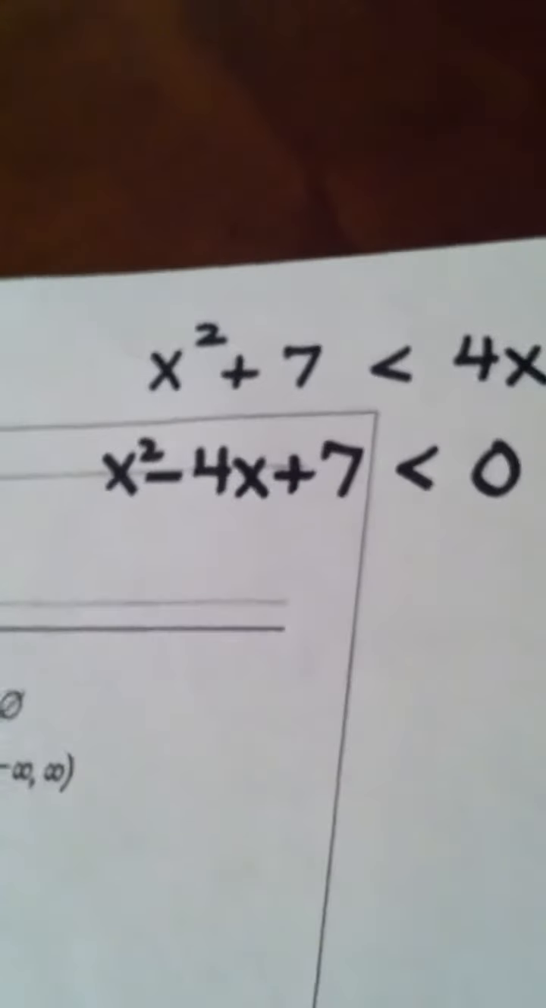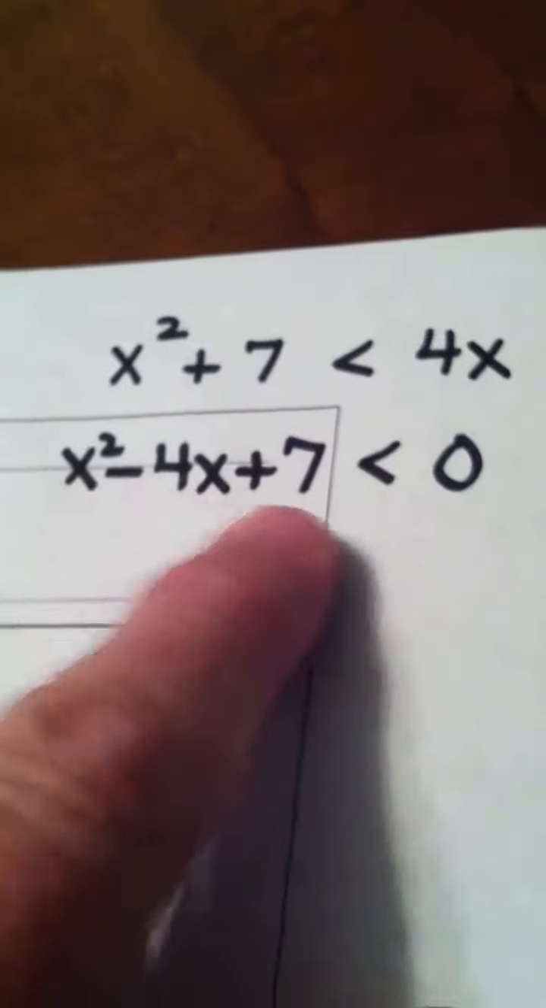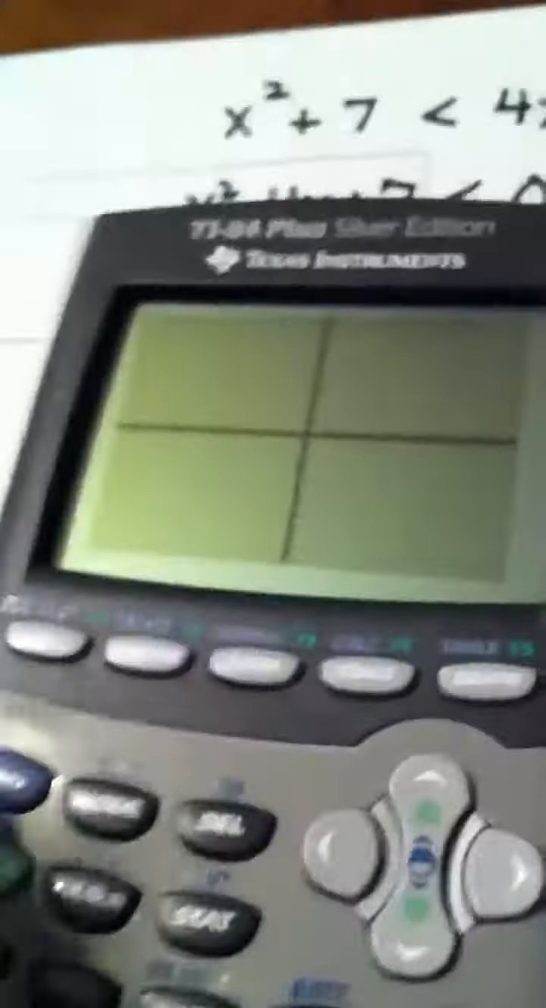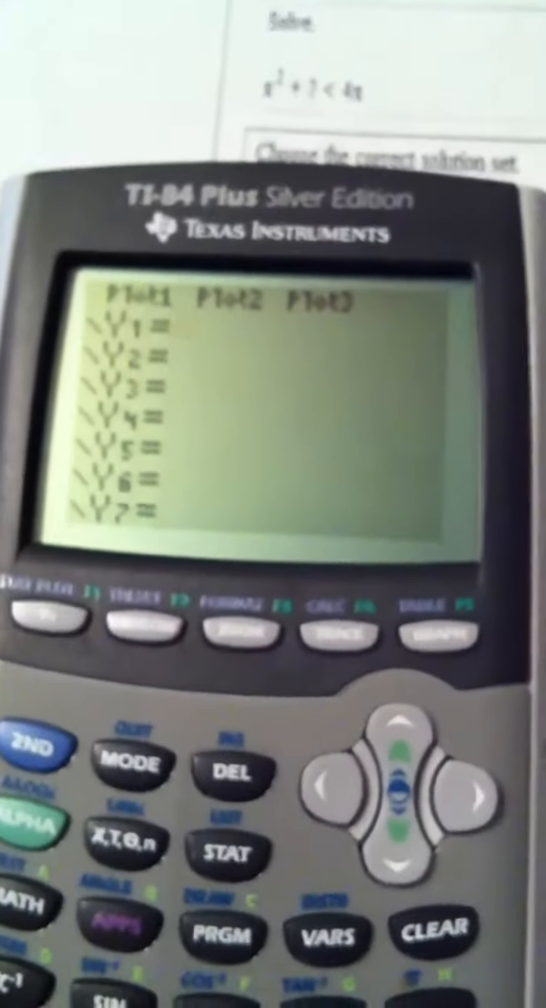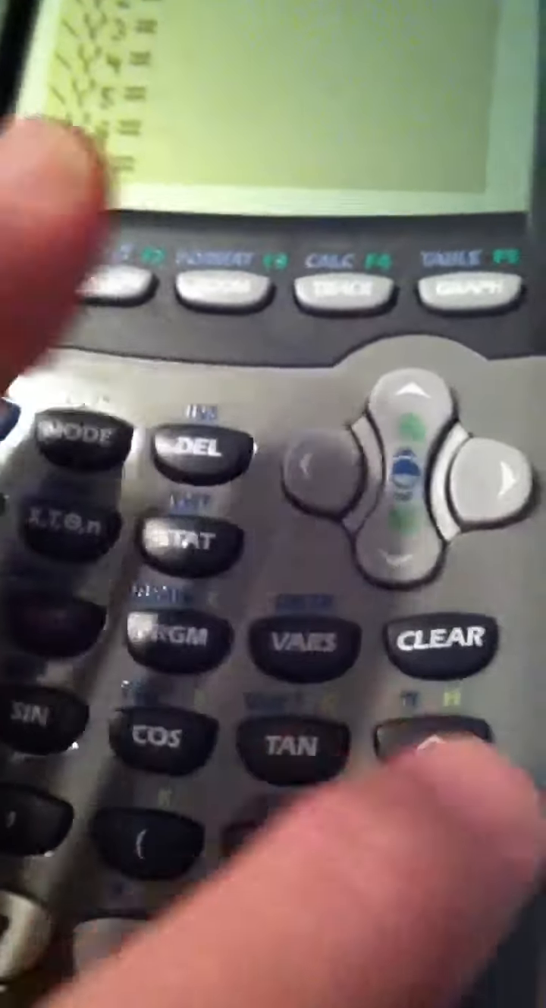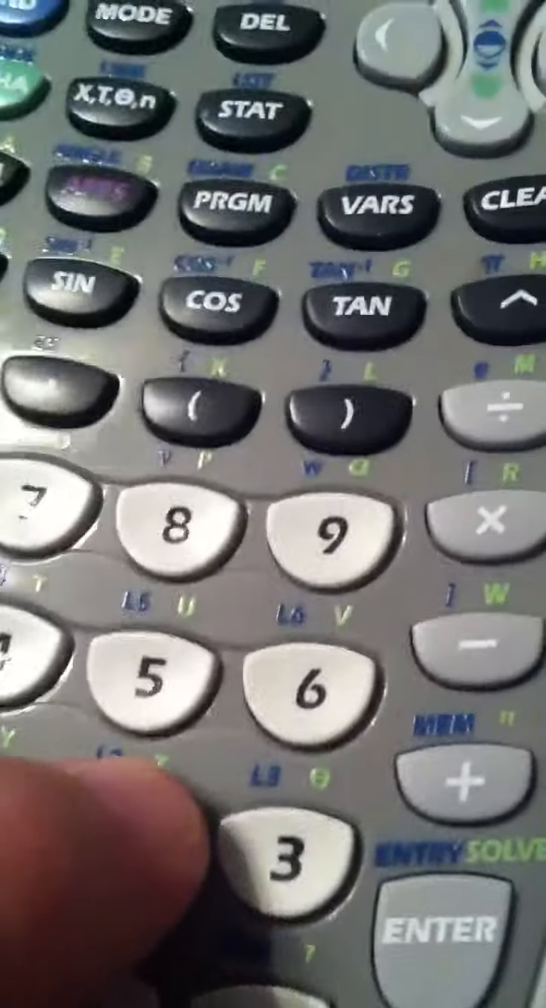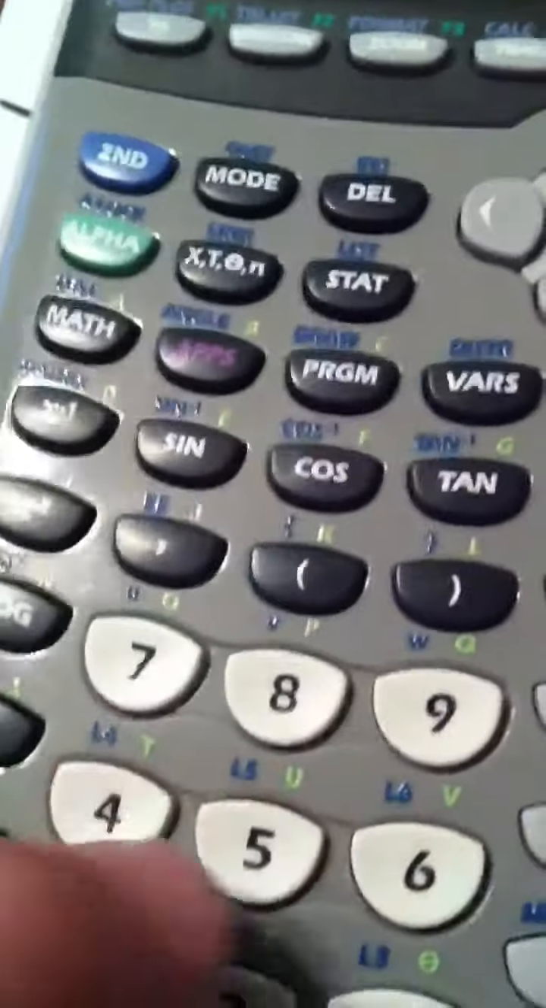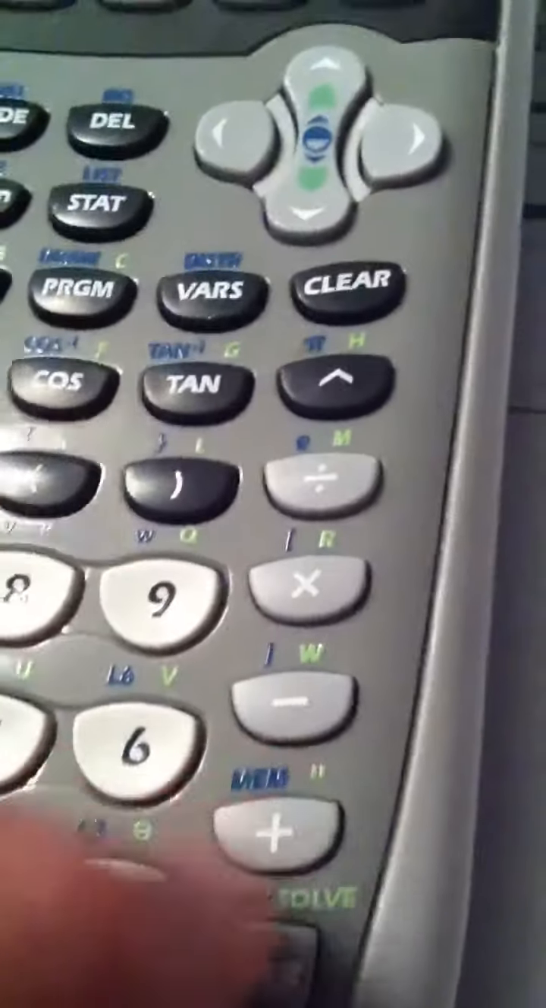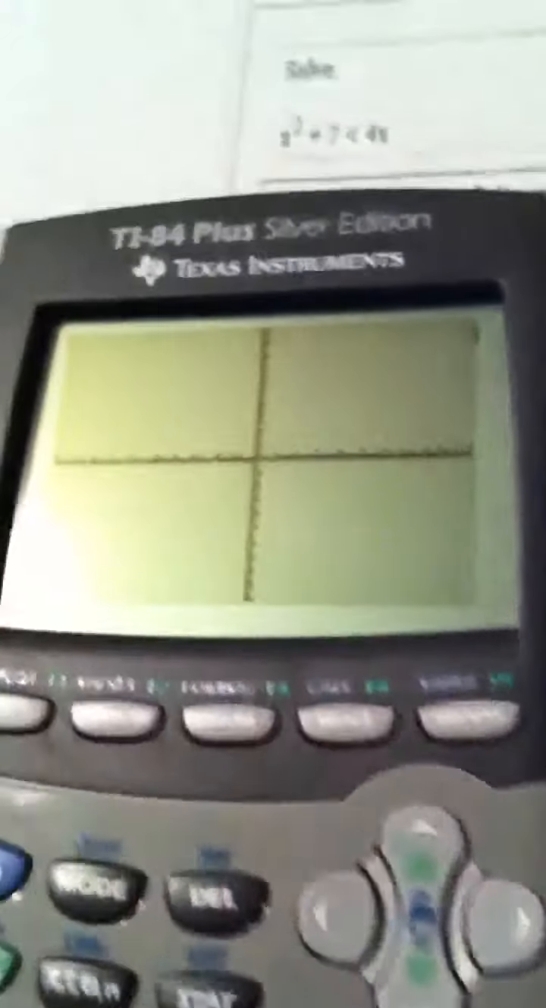Now, this trinomial does not factor. So I'm just going to rely on my calculator this time for the graph. I'm going to be a little cheap and let the calculator do the work for me. I already have a standard window. I'm going to type in y equals x squared minus 4x plus 7, and I'm going to hit graph.